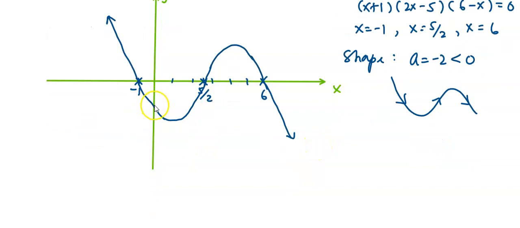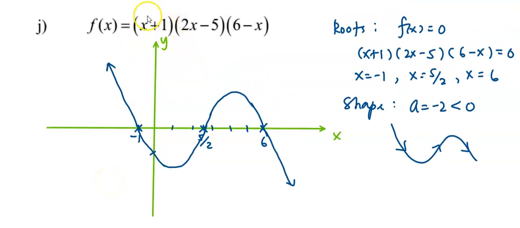So this point is again your y-intercept. To get the y-intercept, you can just put x equals 0. So you will have negative 30 over here. When you substitute 0 into x, you will have negative 30 for your y-intercept. This is the graph of y equals f(x). Just label it.